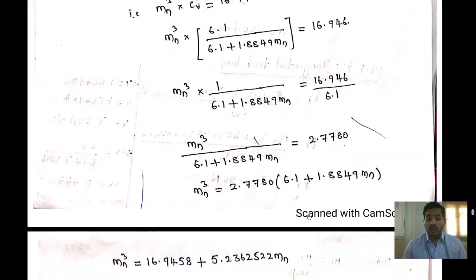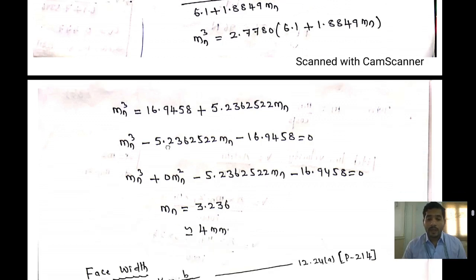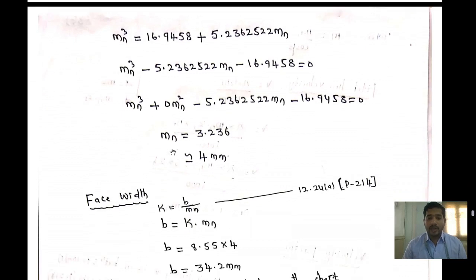Just multiply this, and you will get Mn cube equal to 2.7780 into 6.1, which gives 16.9458, plus 2.7780 into 1.8849, which gives 5.2362522 Mn. If it is moved to this side, we have to form it in the form of ax cube plus bx square plus cx plus d equal to 0. After that we can easily find the value with the help of a calculator, and the module comes to 3.236.